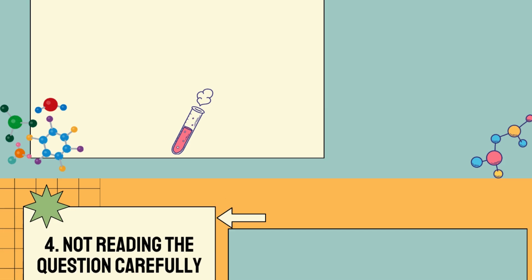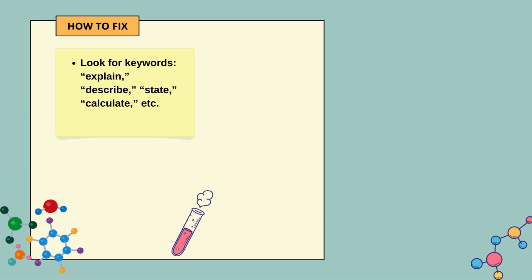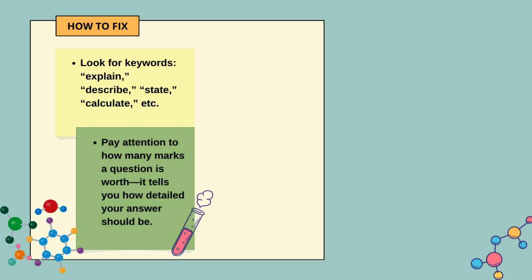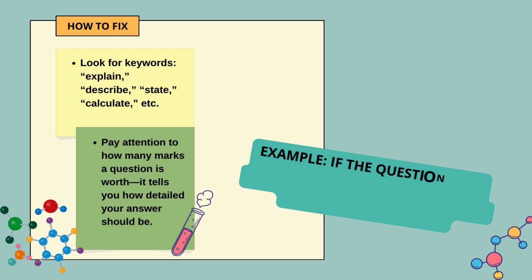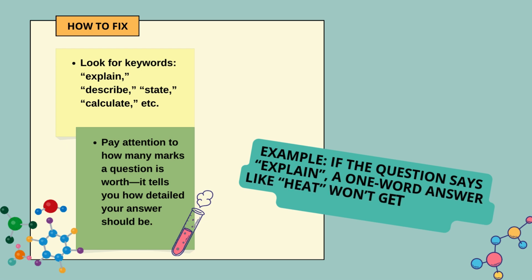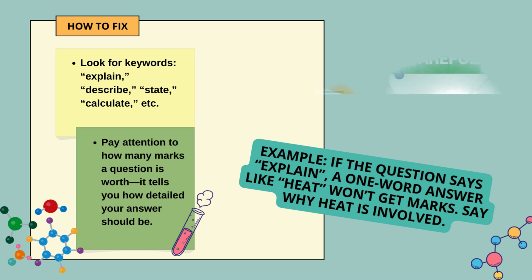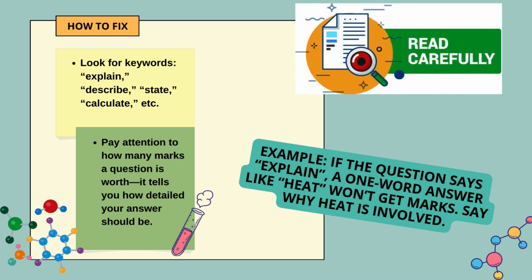So how do you fix it? Look for the keywords, for example if they're asking to explain, describe or state, or to calculate something. Pay attention to how many marks a question is worth. It tells you how detailed your answer should be. For example, if a question says explain, then don't write a one word answer like "we heat it." It won't get you any marks. Say why heat is involved. Whenever it says explain, you have to explain why this thing happens.